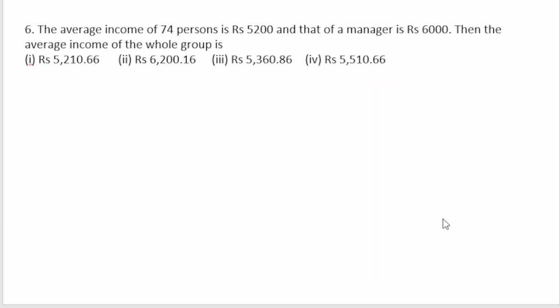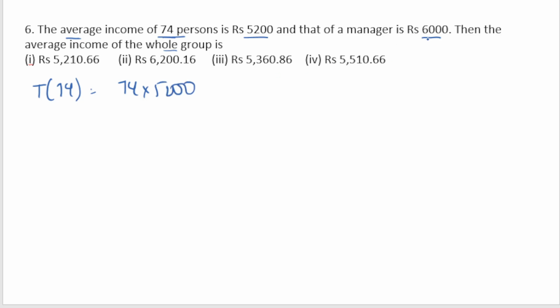Next question. The average income of 74 persons is 5200 and that of a manager is 6000. Then the average income of the whole group is what? See here, the average income of 74 persons is 5200. So what is the total income of the 74 persons? It is 74 into 5200.